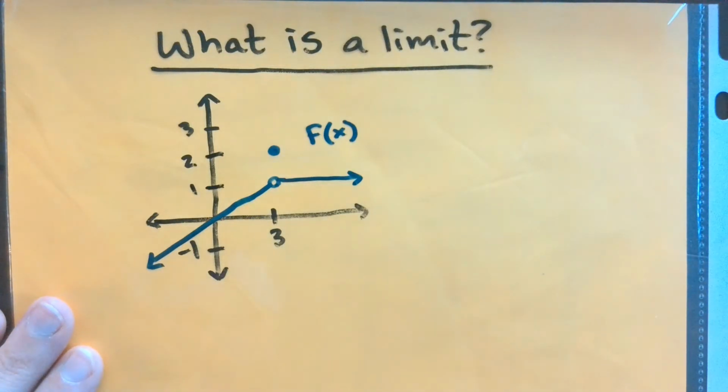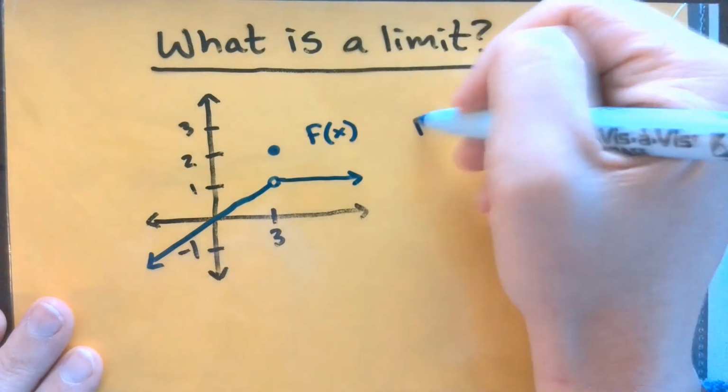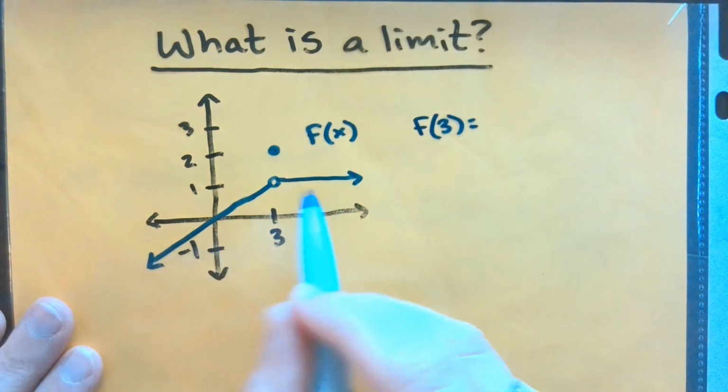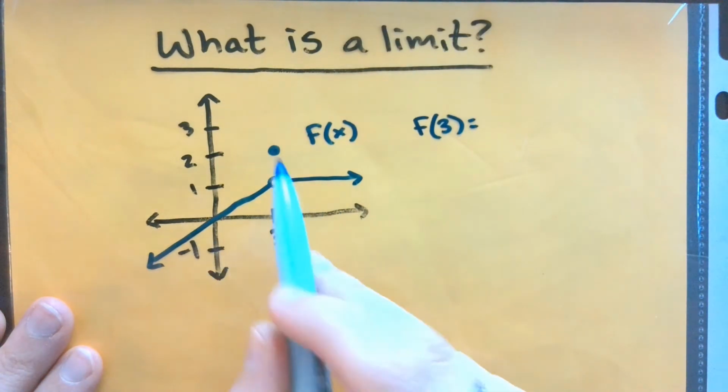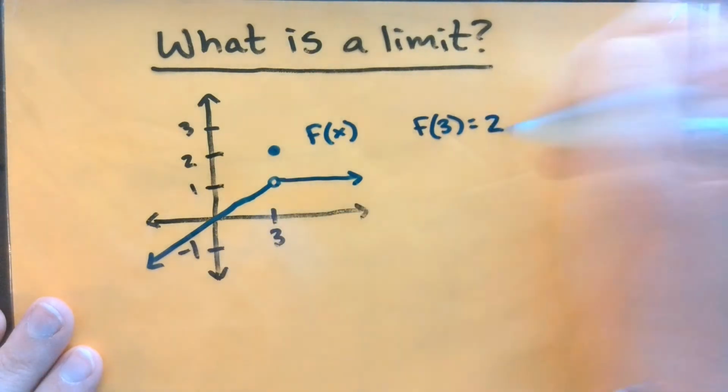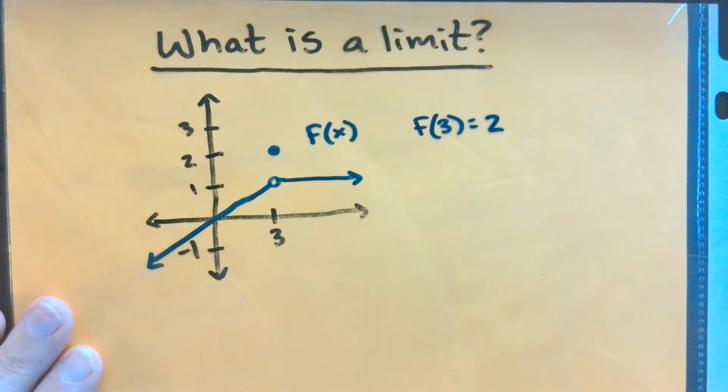Up until now, we've always talked about where a function actually is. So for something like this, maybe we would be asked, what is f of 3? And so we would look at the graph and see, okay, so when x is 3, the y value that we have for this function is at 2. So we know that f of 3 is 2.